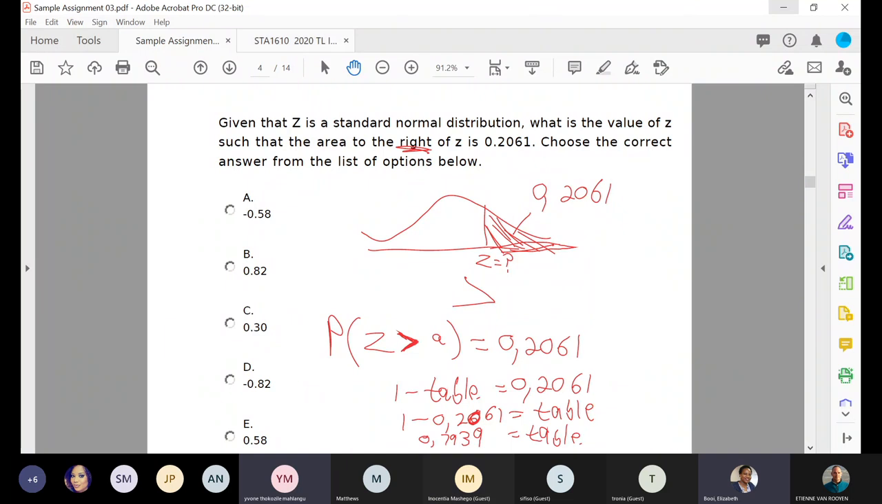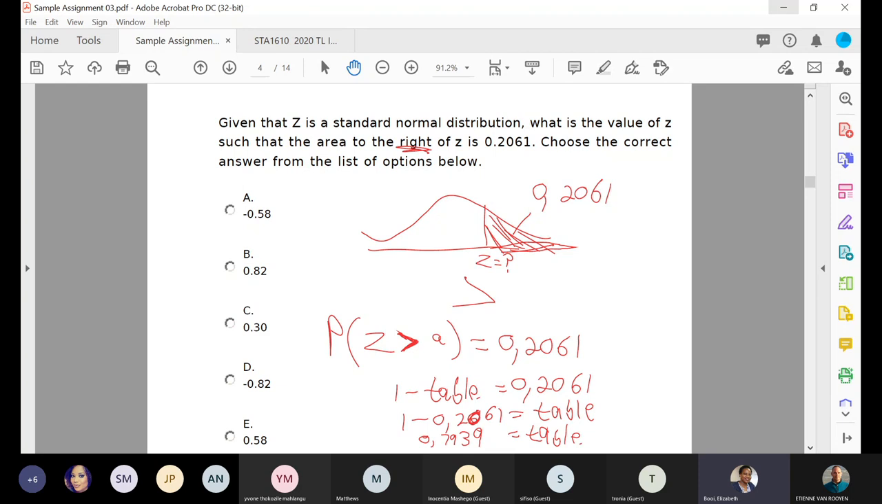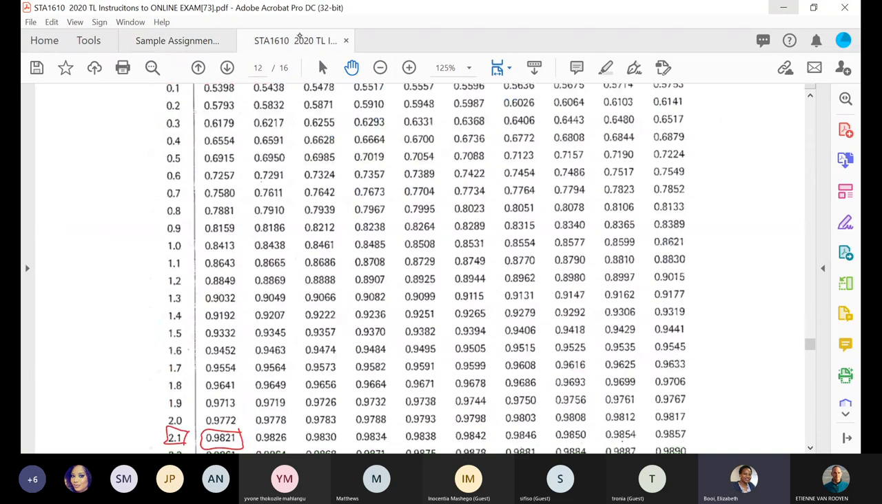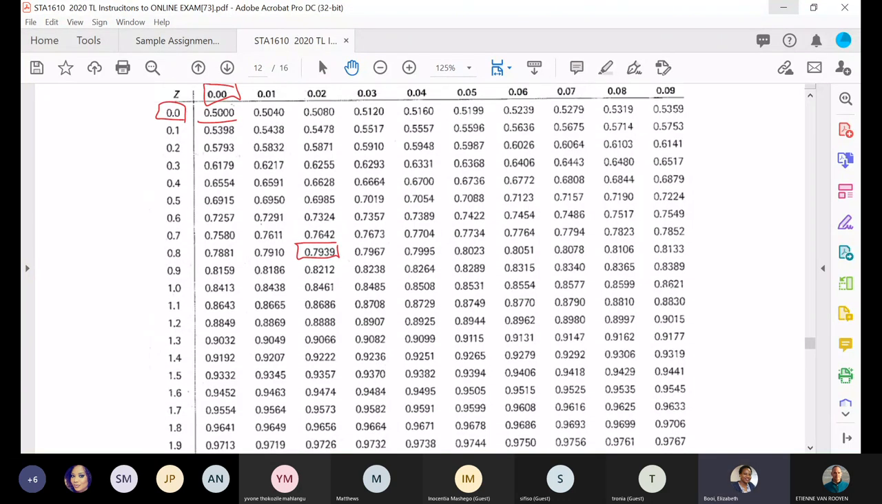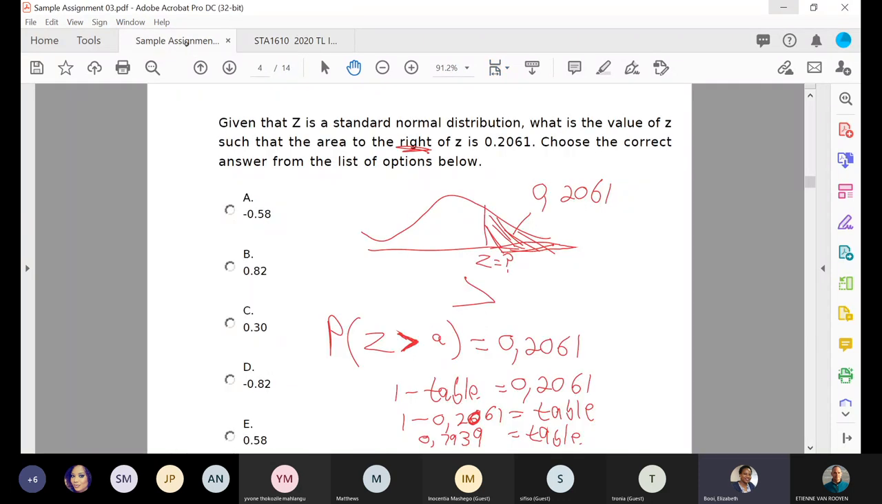0.7939. So we need to go to the probability table and find 0.7939. Because we're looking for the Z value, that Z value is 0.8 and 2, so it's 0.82. So that will be the probability.